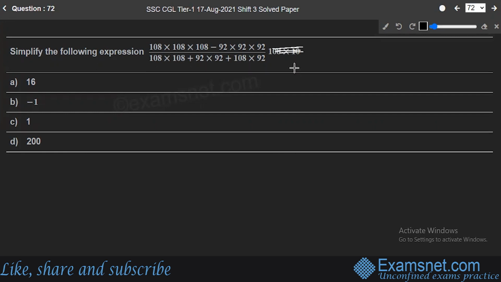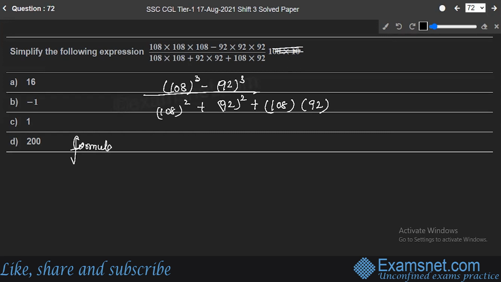Okay. So now, just look at this one. Don't you think this is something like (108 cube minus 92 cube) whole divided by (108 square plus 92 square plus 108 into 92), right? So looking at this one, I'm getting some formula in my mind. What is that? That is a cube minus b cube is equal to (a minus b) into (a square plus ab plus b square). Right? So that means I'll use the same formula in this question.